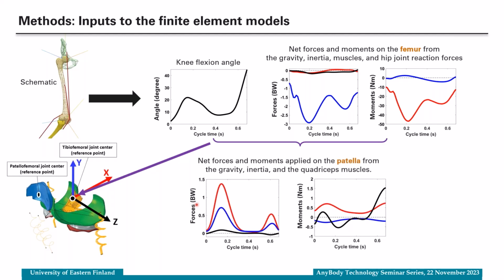Likewise for the patella, with the exception that here we drove all the degrees of freedom for the patella using forces and moments with no flexion angle, because we cannot get it with acceptable accuracy from motion analysis. So inputs to the patella were 3 forces and 3 moments from the gravity, again inertia, and quadriceps muscles applied to the patellofemoral reference point. And in all the FE models, we just fixed the bottom of the tibia, and all the inputs were relative. For instance, femur relative to the tibia, or patella relative to the tibia.